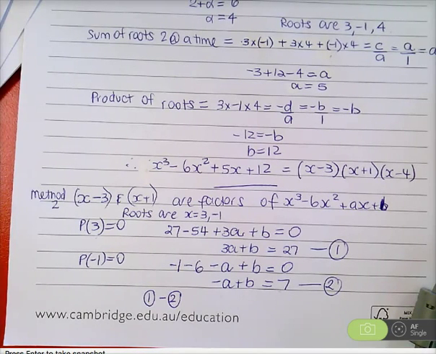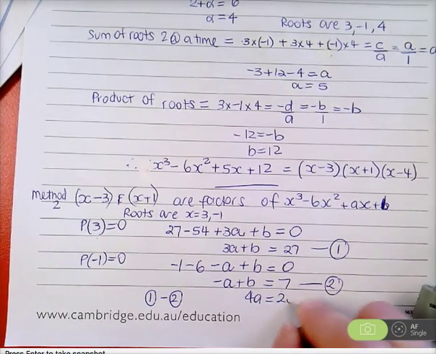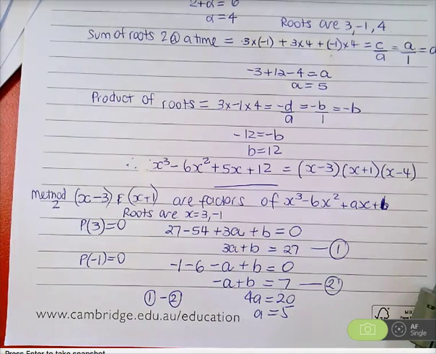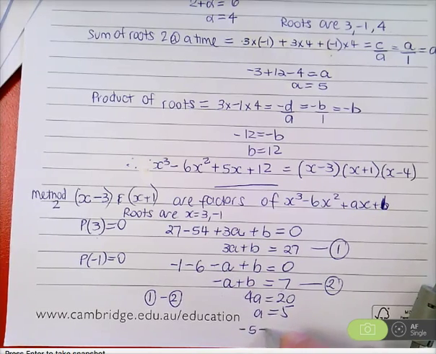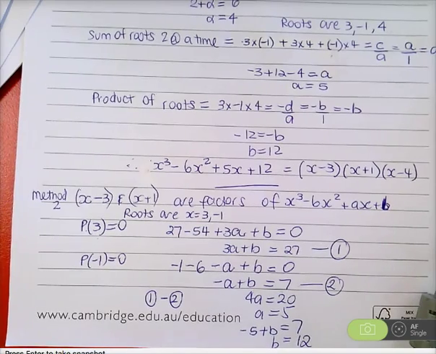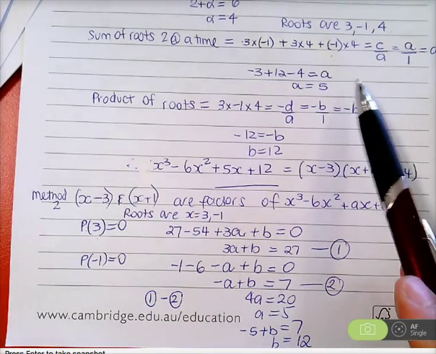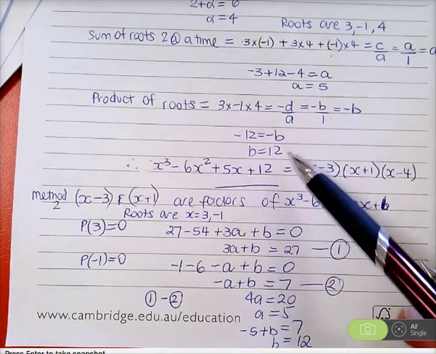Have a go. 4A. Yep. 4A equals 20. Good. So, A equals 5. And then? Yep. Anything that's easy. Equation 2. And what do we get? Negative 5 plus B equals 7. Equals 12. So that was the other way of doing it. Okay, so A is 5, B is 12.